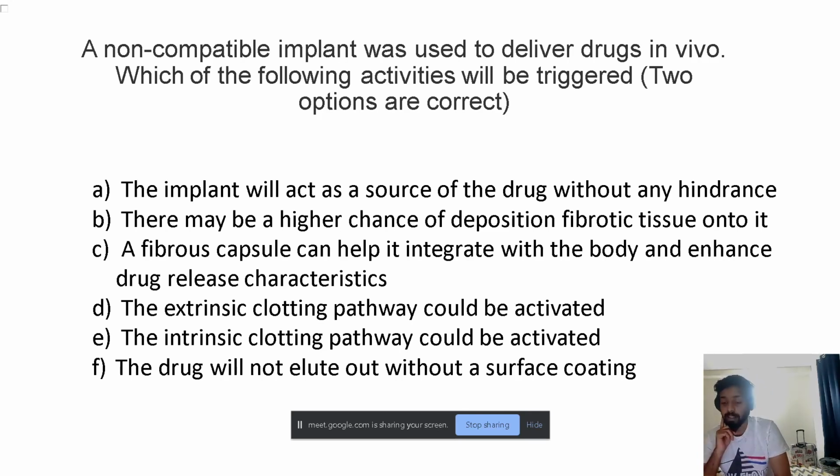The extrinsic clotting pathway could be activated. Okay. Do you guys remember what the clotting pathway is?